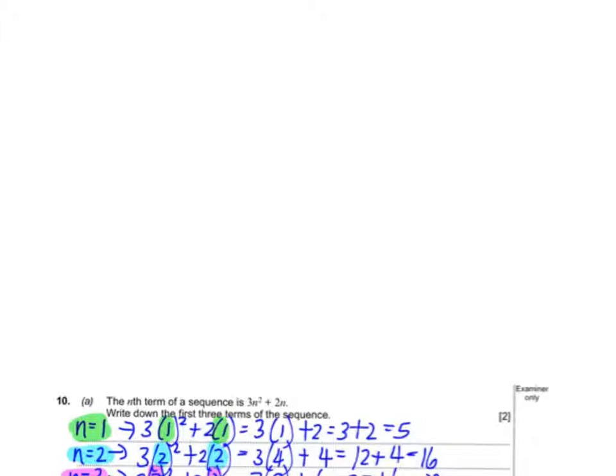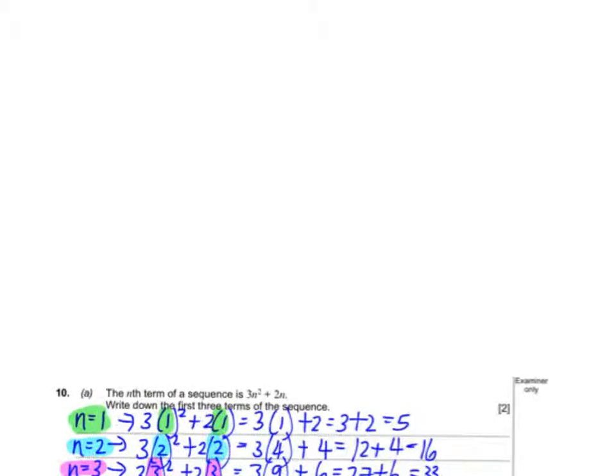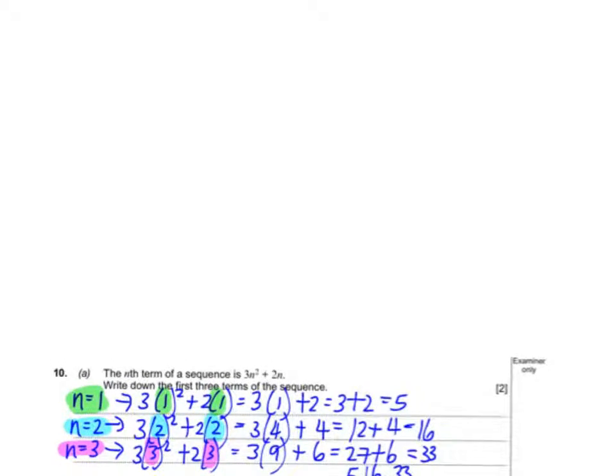So 1 squared is still 1. Then 3 times 1 being 3. And then adding 2 times 1 gives you the 5 there. 2 squared from this bit here is going to give you 4, so that's why that's changed to 4 there. 3 times 4 being 12, and then 2 times 2 being the 4 here, so 12 add the 4 gives you 16.